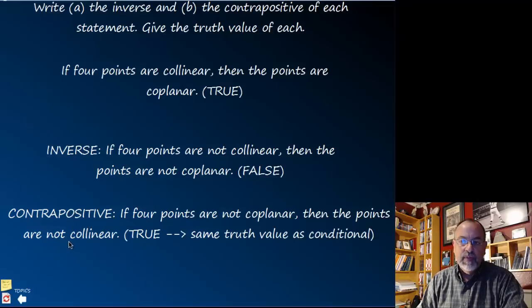So this will wrap up what we're learning about conditionals. We'll move on and look at some laws of logic in the next lesson.